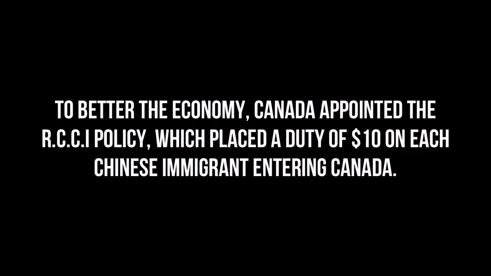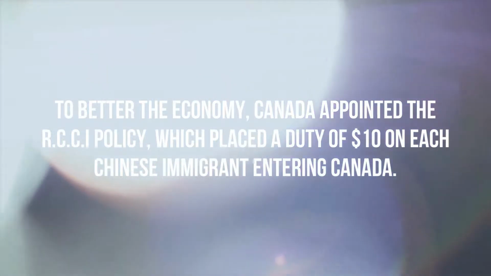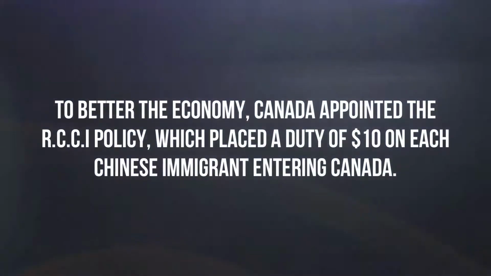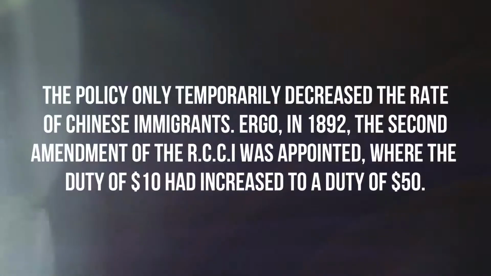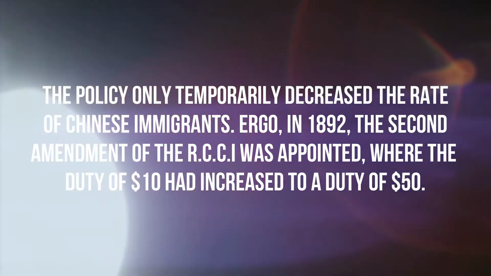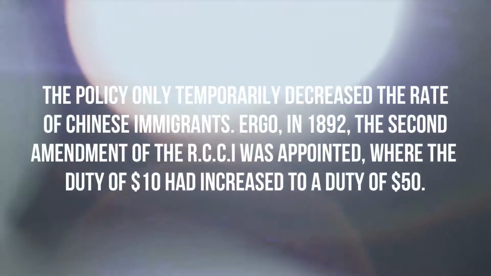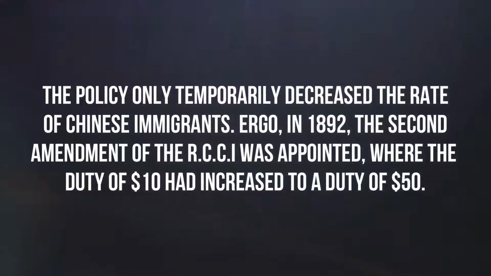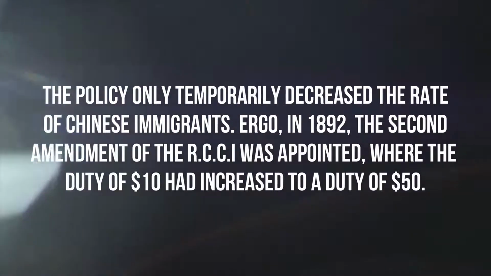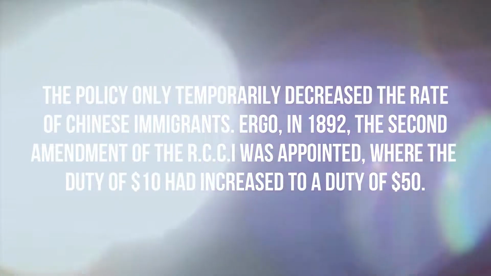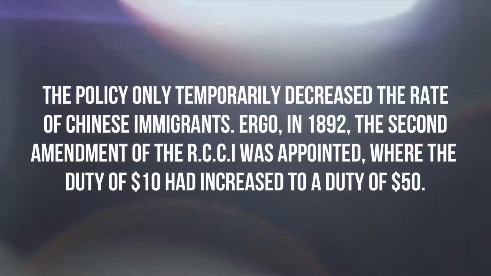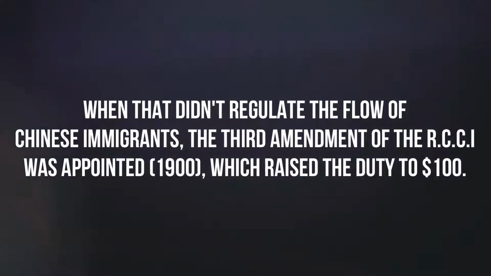To better their economy, Canada appointed the RCCI policy, which placed the duty of $10 on each Chinese immigrant entering Canada. The policy only temporarily decreased the rate of Chinese immigrants. Ergo, in 1892, the Second Amendment of the RCCI was appointed, where the duty of $10 had increased to a duty of $50. And that didn't regulate the flow of Chinese immigrants.